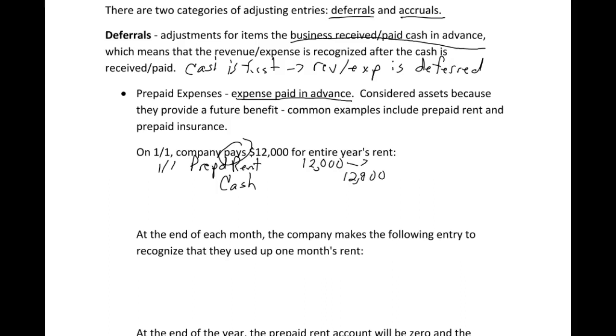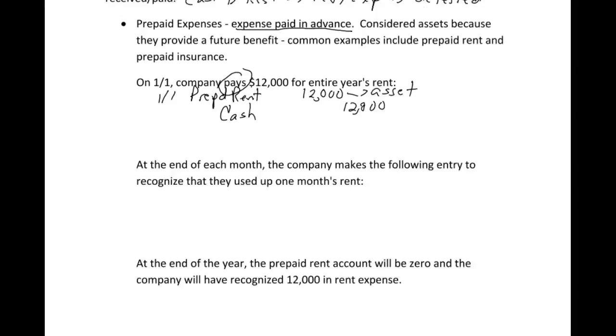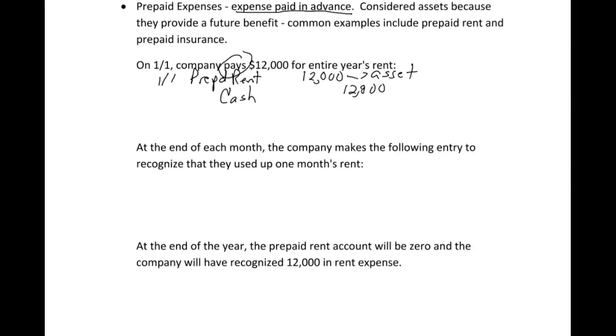All right, so remember, prepaid rent expense or prepaid rent is an asset, because we now have the right to benefit from this building or warehouse or office space, whatever it is that we rented for the year. Now at the end of each month, the company is going to make the following entry to recognize that they used up 1 month's rent.